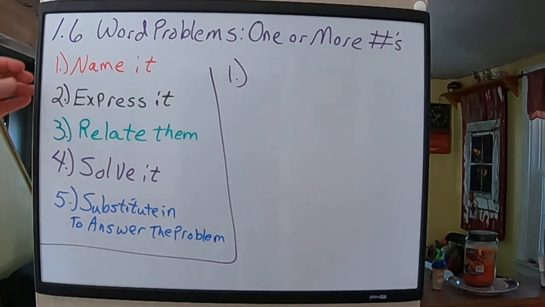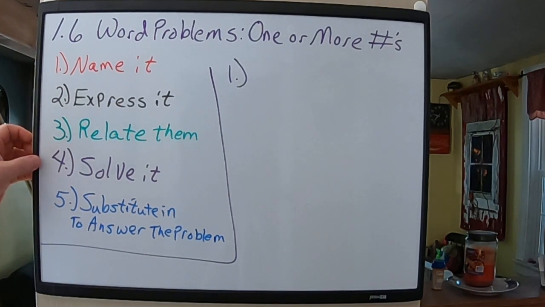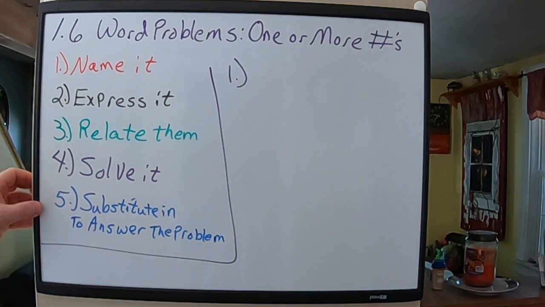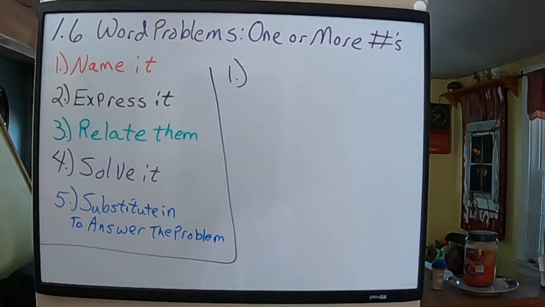The first part of it is name it, express it, relate them, solve it, and substitute in to answer the problem or solve the problem. So those are the 5 steps for solving equations, word problems, that is. And this particular worksheet is word problems with 1 or more numbers.